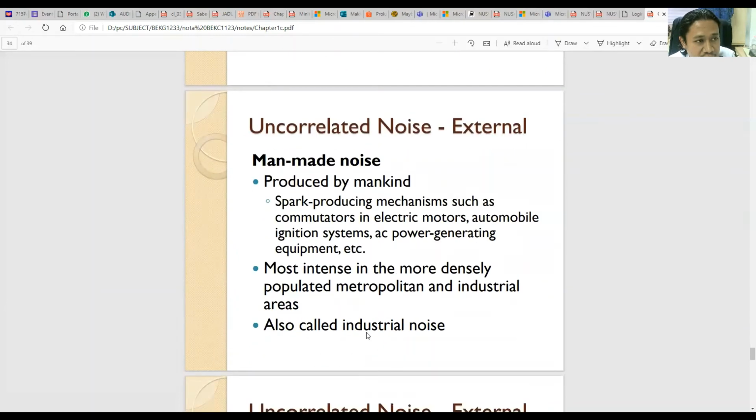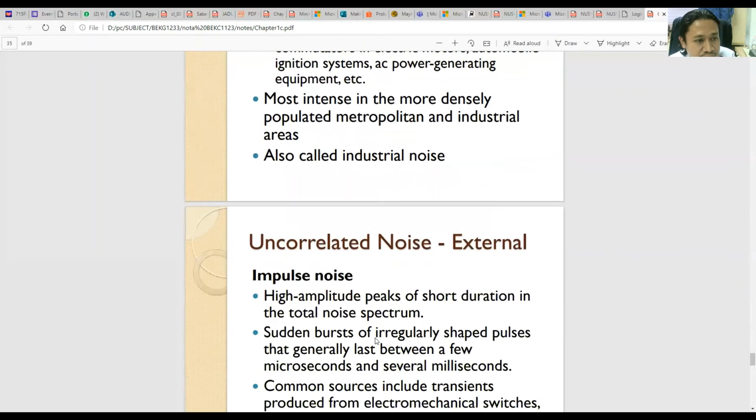Next for external uncorrelated noise is man-made noise, produced by mankind. It comes from mechanisms such as commutators in electrical motors, automobile emission systems, AC power generating equipment, and so on. It is most intense in densely populated metropolitan and industrial areas. The man-made noise can also be called industrial noise.